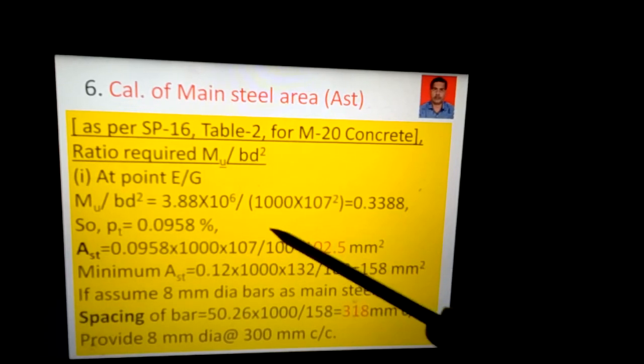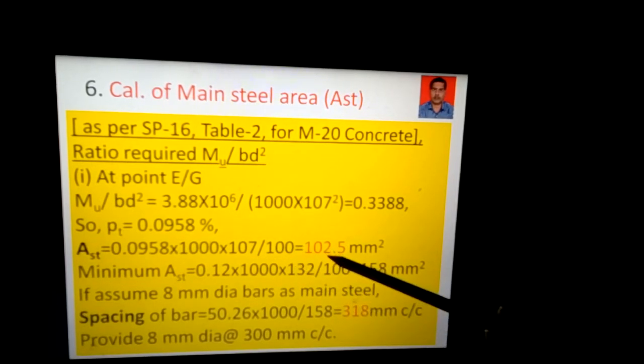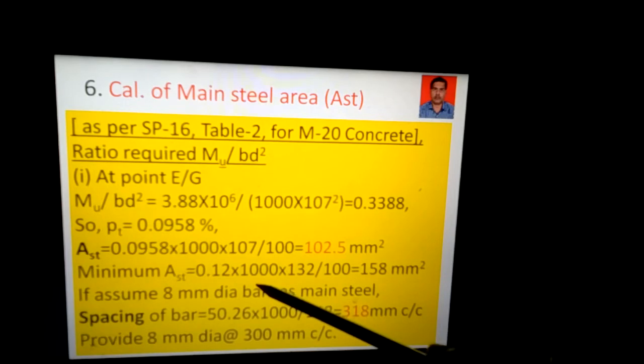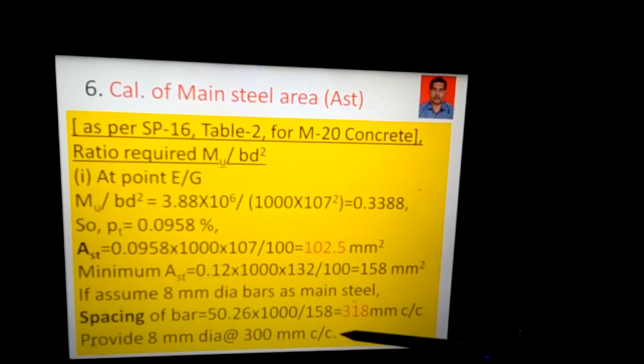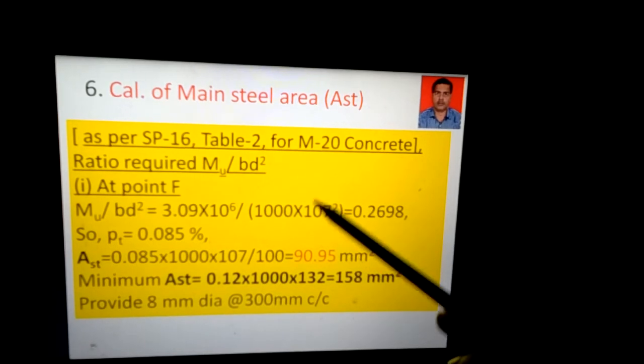Again this is less than the required percentage, and this way the minimum steel area required is 158 millimeter square, corresponding to 0.12 percent. If we assume 8 mm diameter bars as main steel, the spacing of the bars again comes to 318 millimeter center to center, and the maximum allowable value is 300 mm. So we would provide 8 mm diameter bars at 300 mm center to center for the points E and G. This we have done. Now again we have done it for the point F.